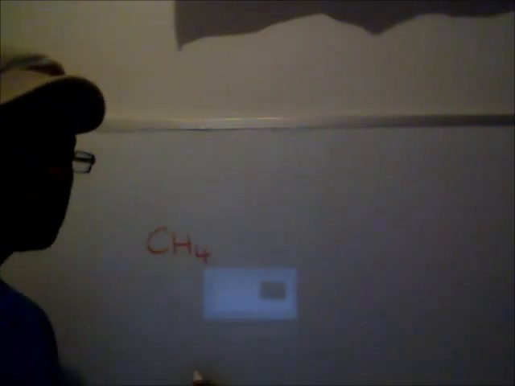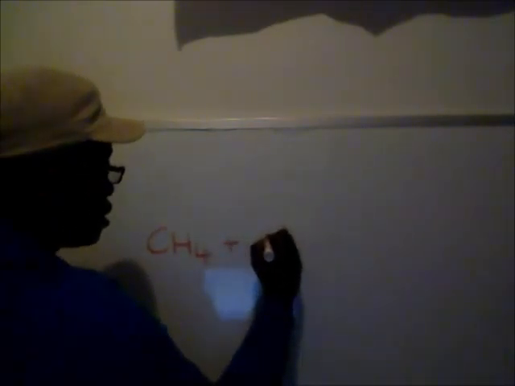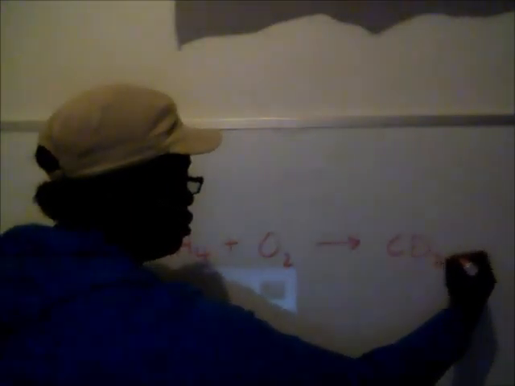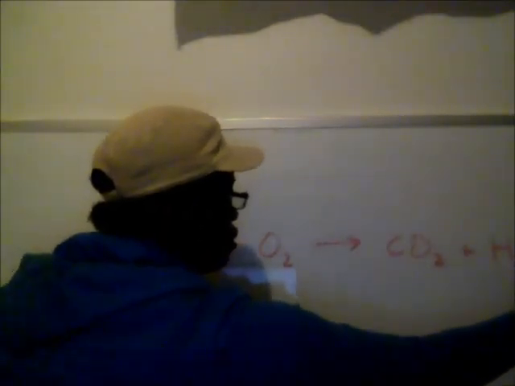So let's review heat of combustion. That was something in chapter 17. So let's say we have this equation: CH4 plus O2 goes to CO2 plus H2O.